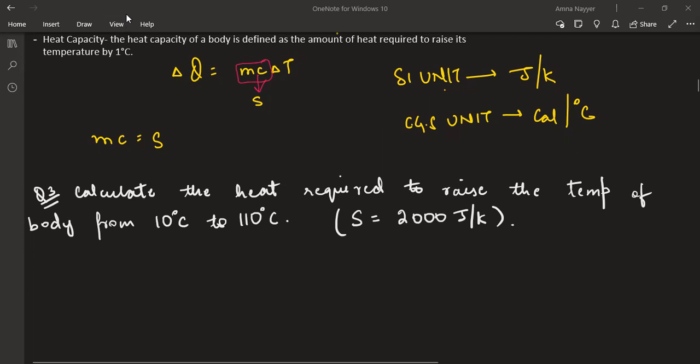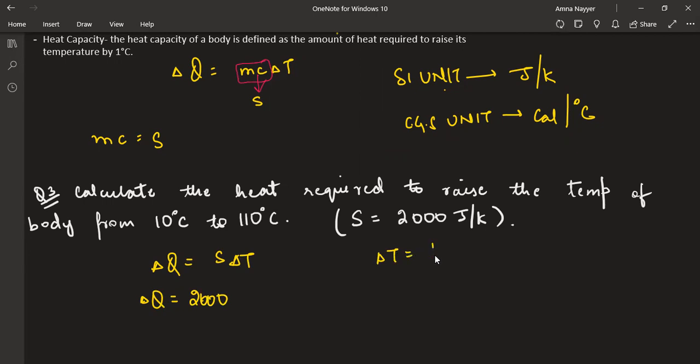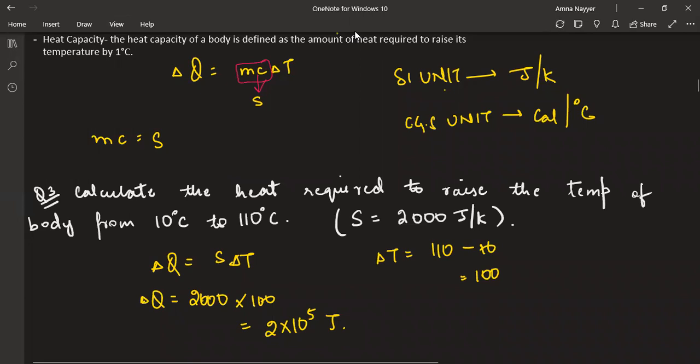Yes, right, Devangi. See, calculate the heat required to raise the temperature of body from 10 degrees Celsius to 110 degrees Celsius. So delta Q is equal to S delta T. The value of S is given as 2000 and delta T is 110 minus 10. This is equal to 100 degrees. So this multiplied by 100 will give you 2 into 10 to the power 5. Fine, so all the values are same.